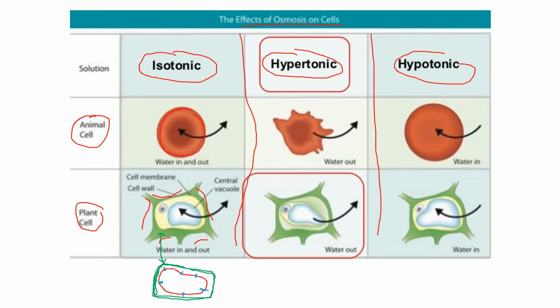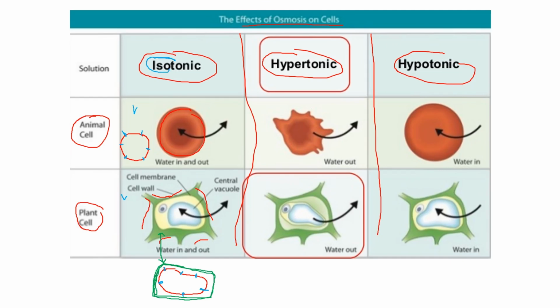Animal cells, on the other hand, have only a cell membrane, and the cell membrane has aquaporins inside of it for transport of the water. So now we will see what happens if we put an animal cell, a red blood cell, like in here, and a plant cell in here, in the isotonic solution.